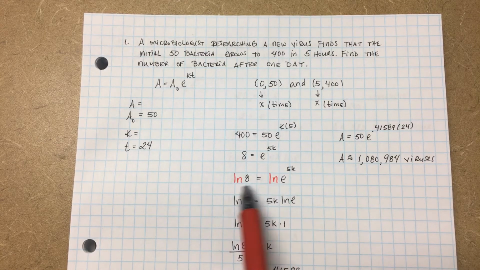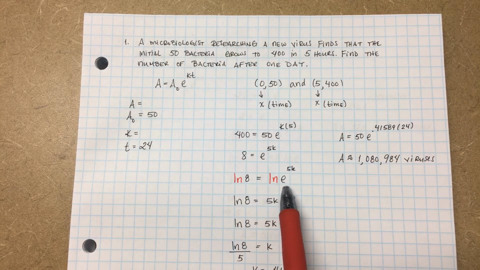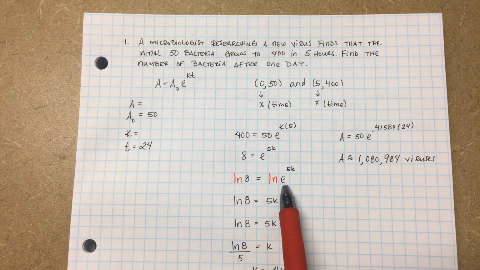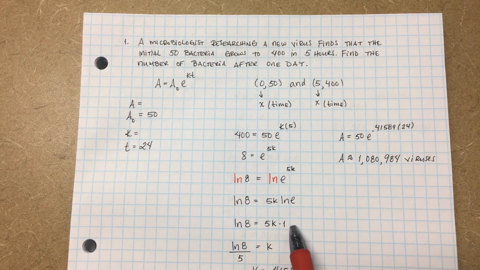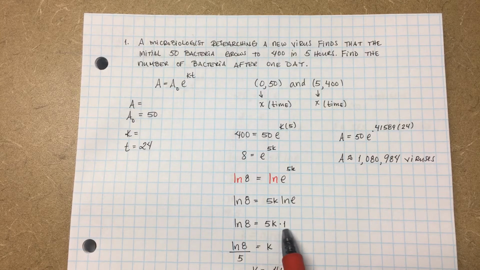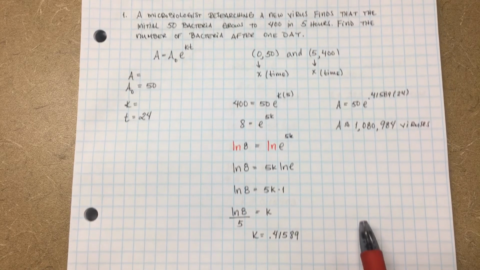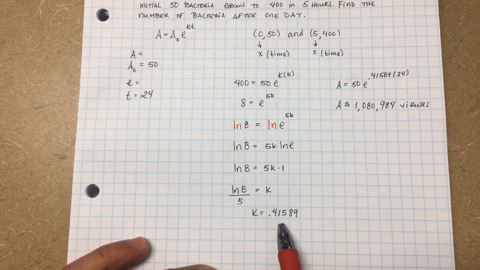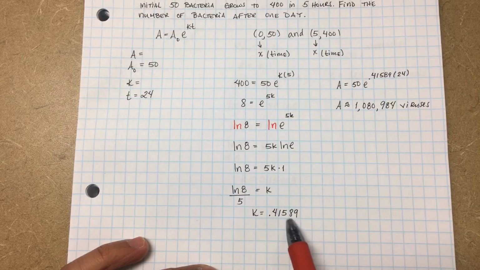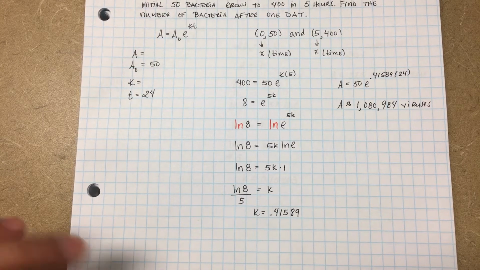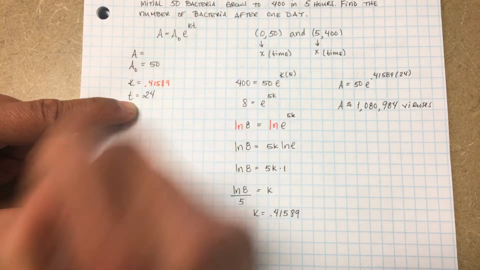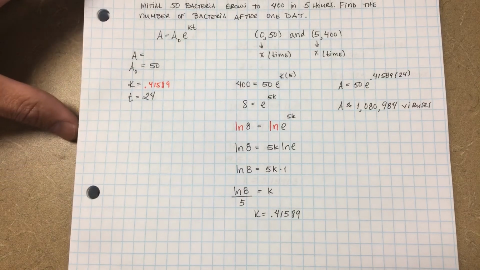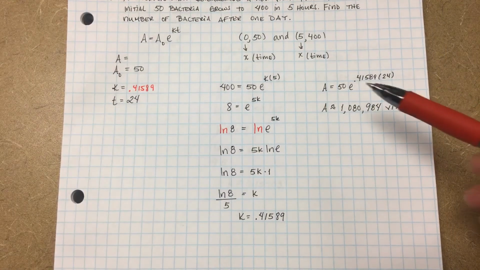Once we take the natural log on both sides, and you have to use the natural log when you're talking about the base of e, you can bring down the 5k. And remember, ln of e is equal to 1. So now all we have to do is divide by 5, and we get our k factor. Remember, ln of e is 1. So now when we divide, we get this value here, which is 0.41589, which is great.